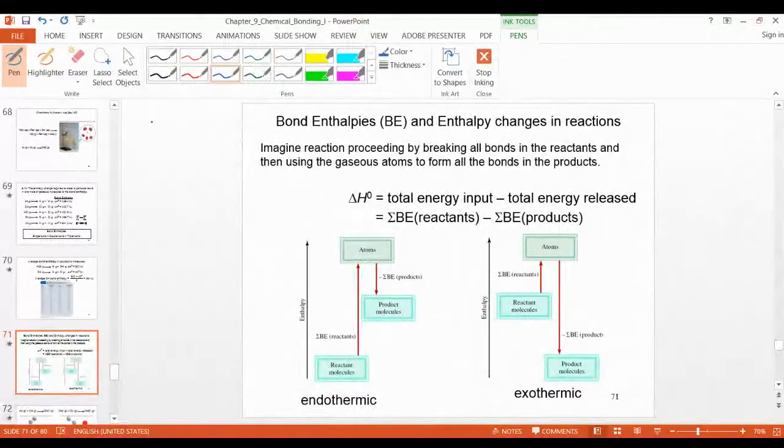So bond broken, suppose I will write here, suppose you have H2O, you have a water molecule, and now you will get 2H.